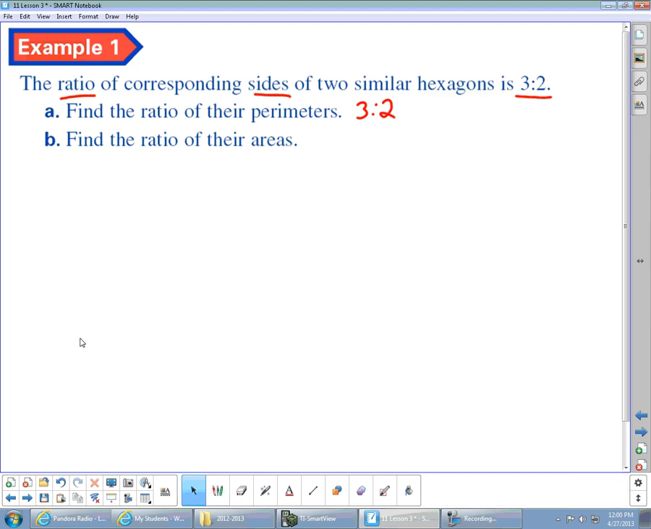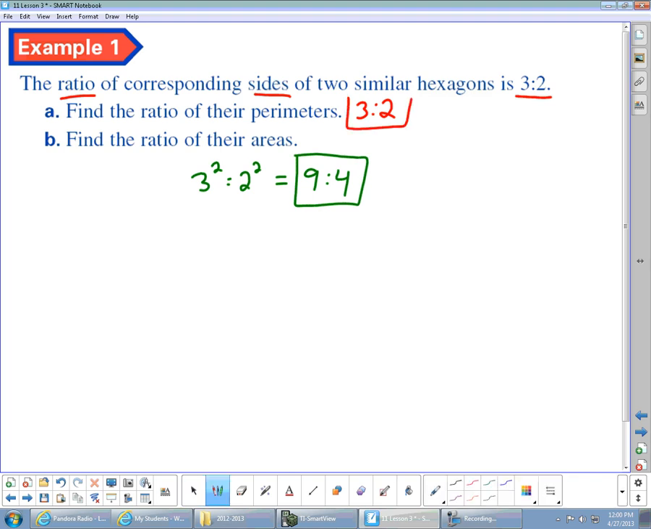Now, the ratio of their areas, according to what we just talked about, would not be in a ratio of 3 to 2, but it would be in a ratio of 3 squared to 2 squared, which would equal 9 to 4. So the ratio of their areas would be 9 to 4, and going back, the ratio of their perimeters was the same as the ratio of their sides, 3 to 2. That's all there is to it.